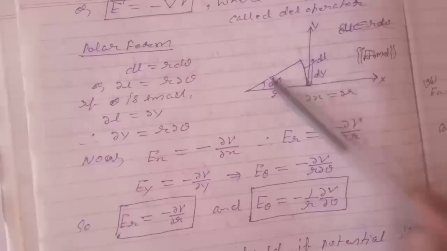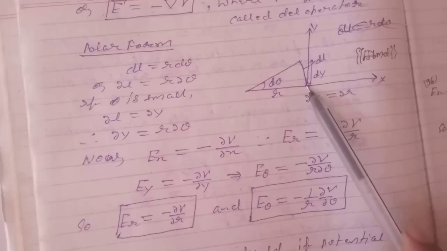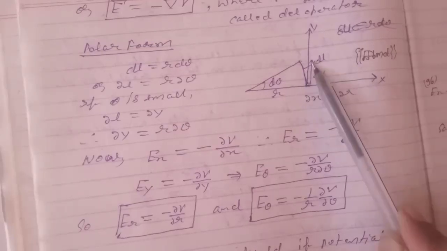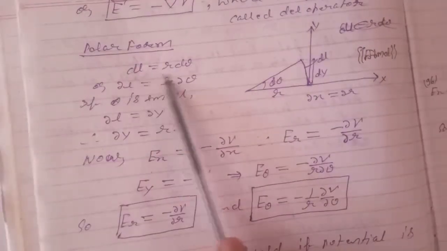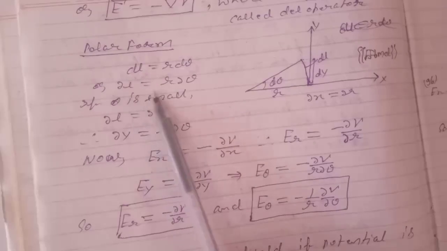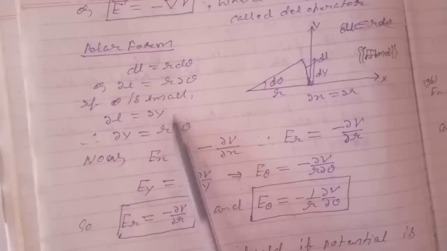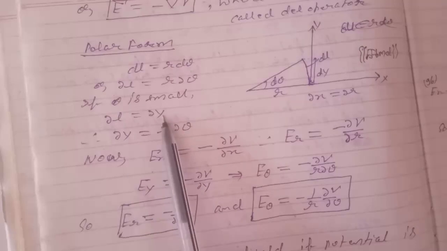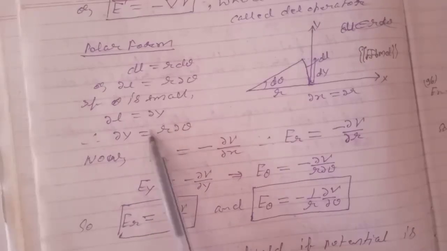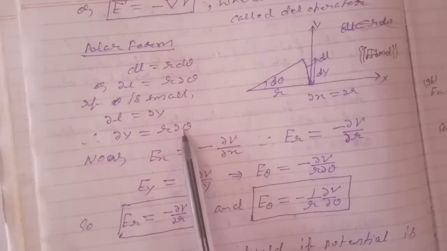Now polar form. Here it is shown, this is a distance r, and consider this arc length is dl and this distance is dy. Then we can write dl equals r d theta, or delta l equals r into delta theta. If theta is very small, then delta l is equivalent to delta y. Hence delta y will be r into delta theta.